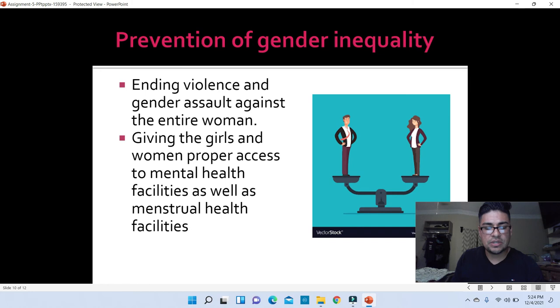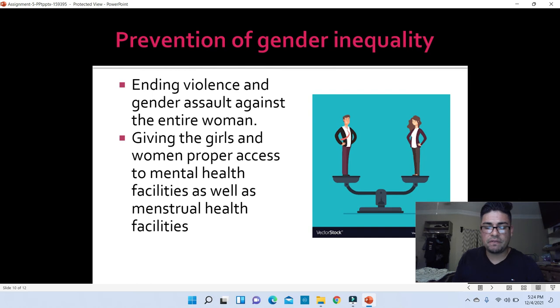Another way gender inequality can be reduced and gender equality can be achieved is by ending violence and gender assault against women. In many countries throughout the world, more than 100 women across the countries are getting abused, physically and mentally. That is a great reason why the violation of human rights is being done against women.